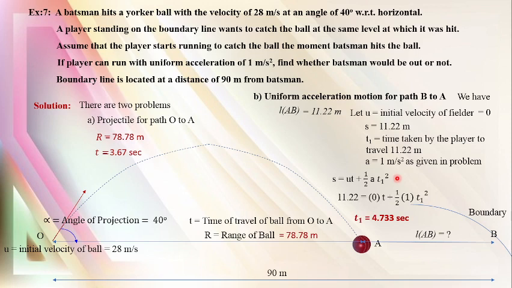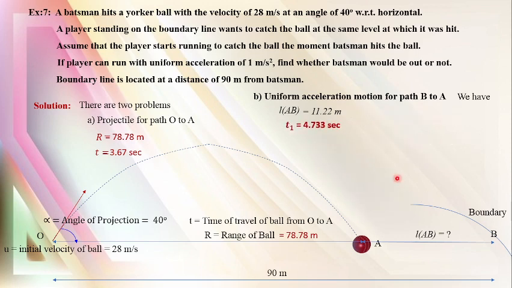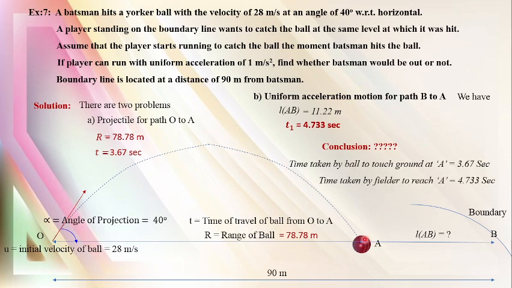second. In order to judge whether the ball will be caught in the air or not, that particular thing we have to understand, and that is going to be the conclusion. Now how do we conclude? The time taken by the ball to touch the ground is t, and the time taken by the fielder to reach A is 4.733 second.